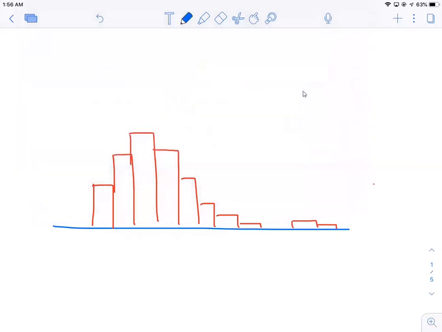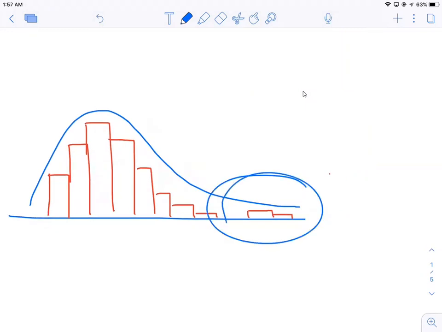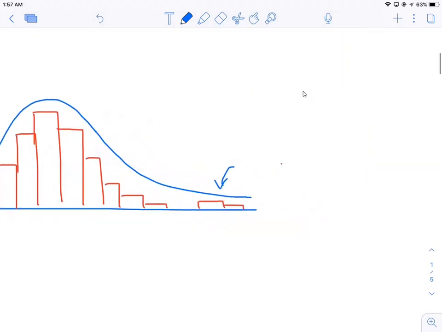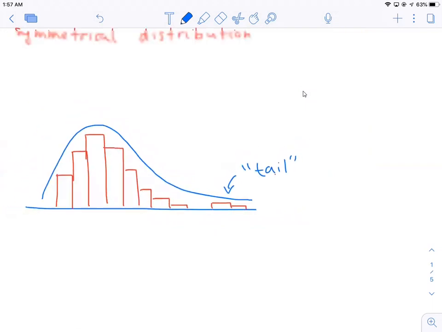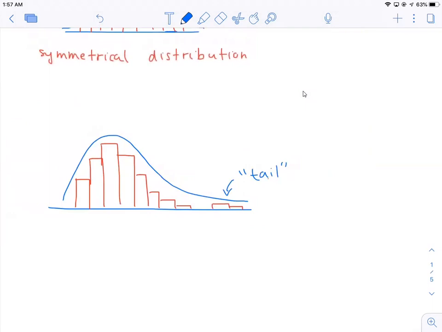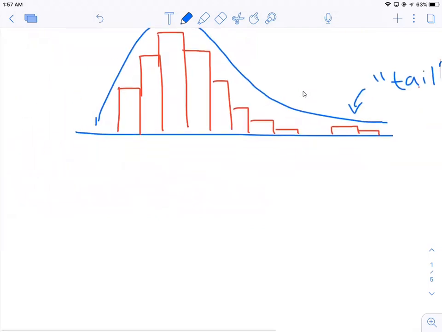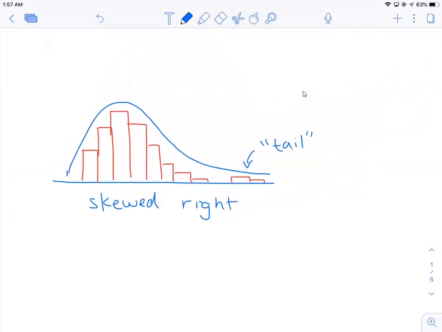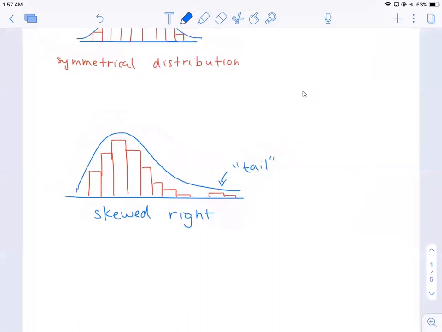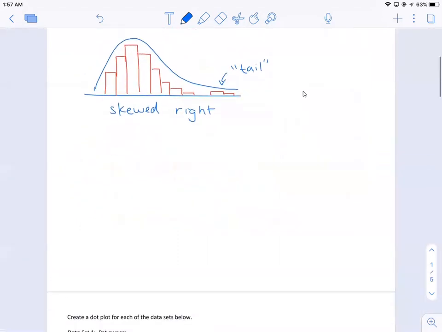Because if we tried to fit a nice curve to this data, we see we have a tail here. So that is called the tail. You'll notice the tail is on the right side, and so we're going to call this data skewed right. When the skew is to the right, we have trailing data on the right side. That's all we're going to write for now. We're going to take more notes on this in a second. I just want to give you the general shapes.